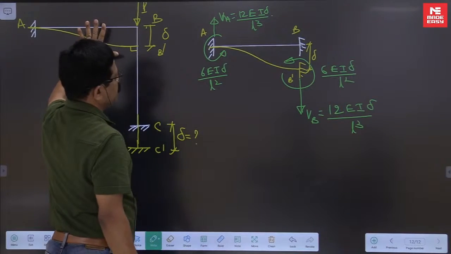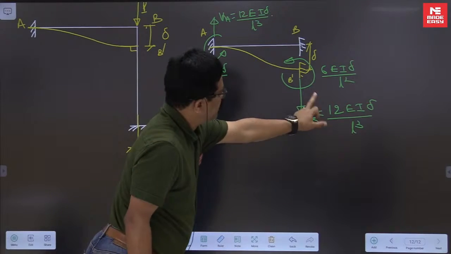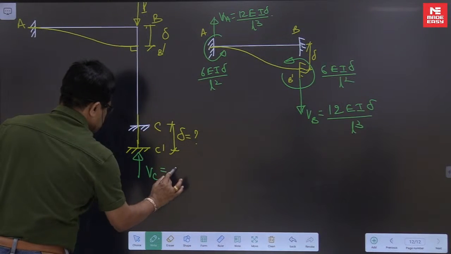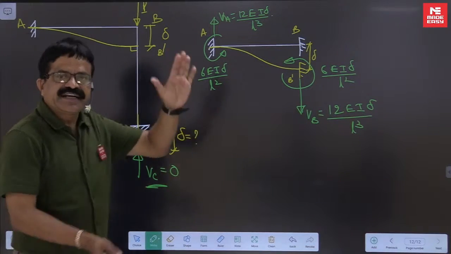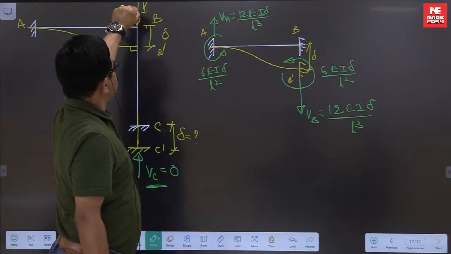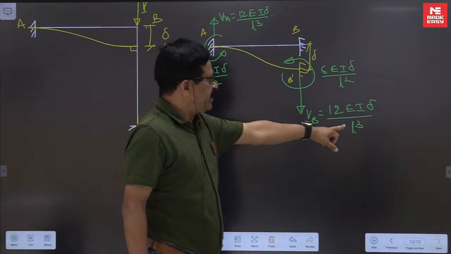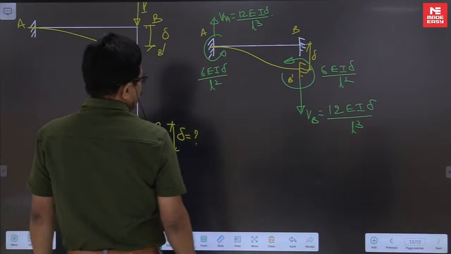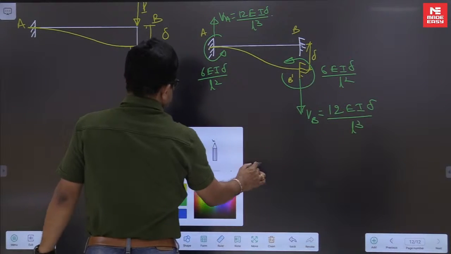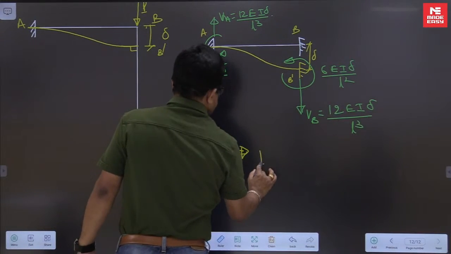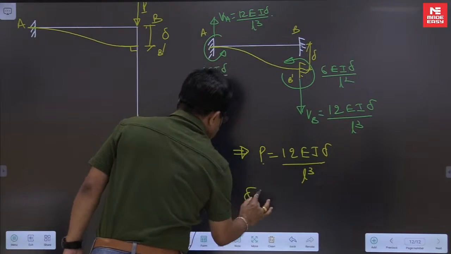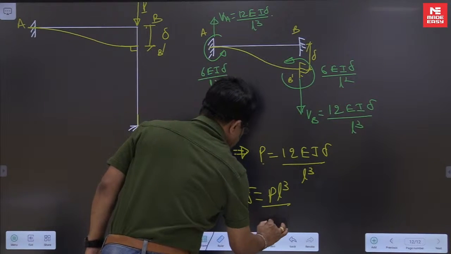Take it, stick it. Then what's the force here? 12EI delta by L cube, and that force is P here. Here reaction is 0. That means member BC is not taking compression. Then who will take the load P? Only AB member. So fix it, sink it. For that we require 12EI delta by L cube. That means your VB is equal to P, which is 12EI delta by L cube. So delta you will get PL cube by 12EI.